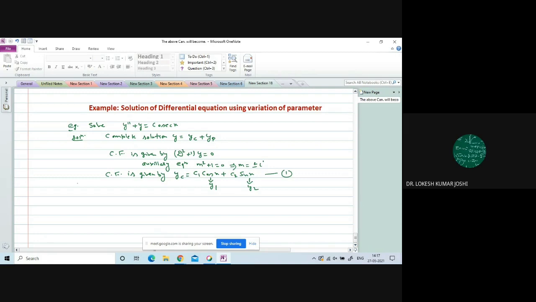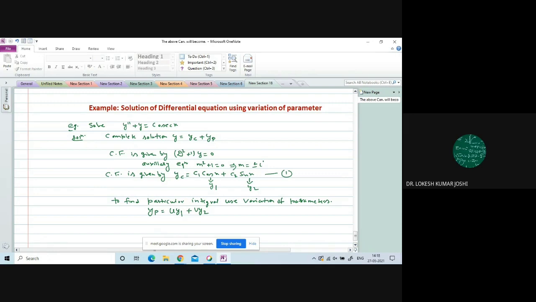Now, how can we use variation of parameter, or where is variation of parameter used? Basically, we use variation of parameter to find the particular integral. So just write, to find particular integral, use variation of parameters. It means we can assume yp equals u y1 plus v y2.